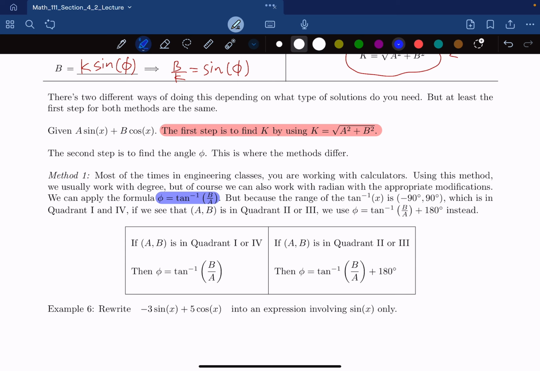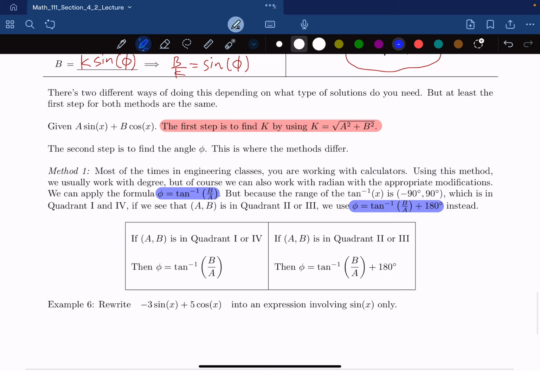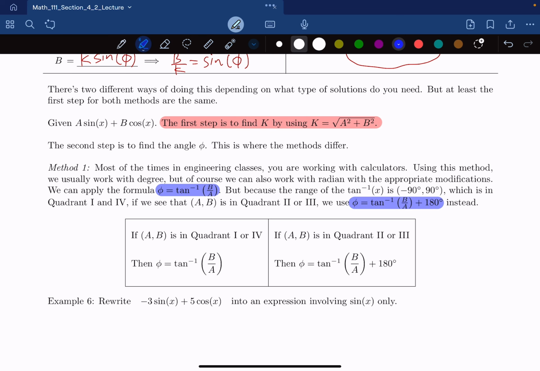But because of the restriction or the range of tangent inverse, we actually have to work a little bit more to identify which quadrant we're working on. If we see that (a, b) is in quadrant 2 or quadrant 3, we have to use this formula instead. Okay, so we have to add 180 degrees. Basically, you have to identify the quadrant before you can choose the correct formula.